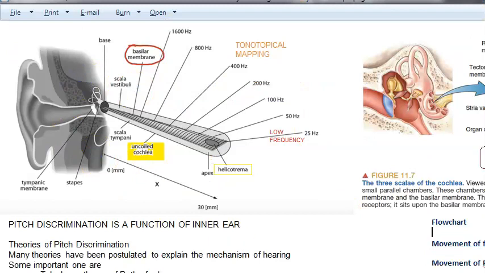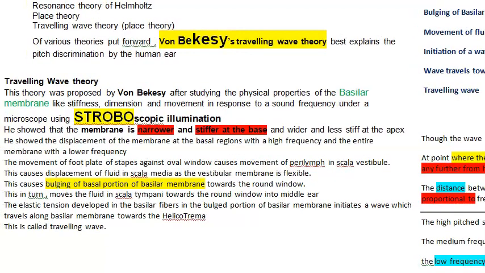Just see if you can see that here. What does it look like to you? This is the basilar membrane, wider and less stiff at the apex. That's right. So what did he show? At the base there is movement at high frequency. He showed the displacement of the membrane at the basal regions with high frequency, and the entire membrane with low frequency. So the entire thing vibrates at low frequency.